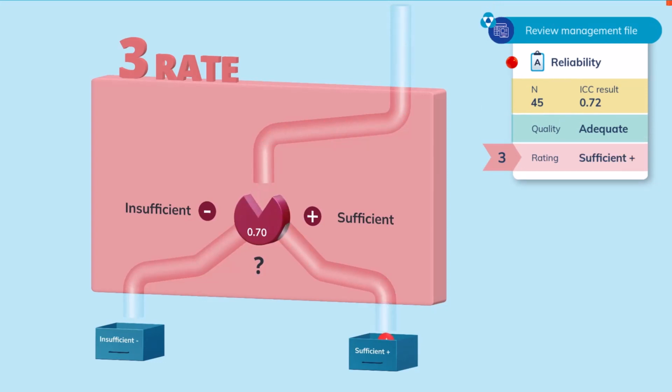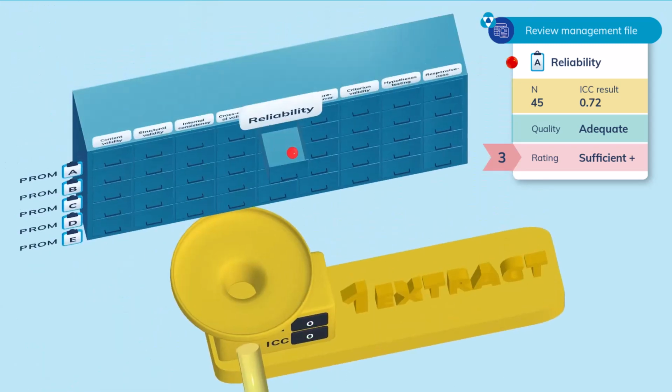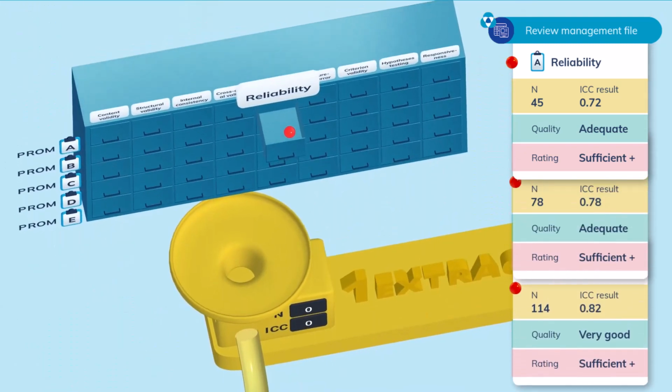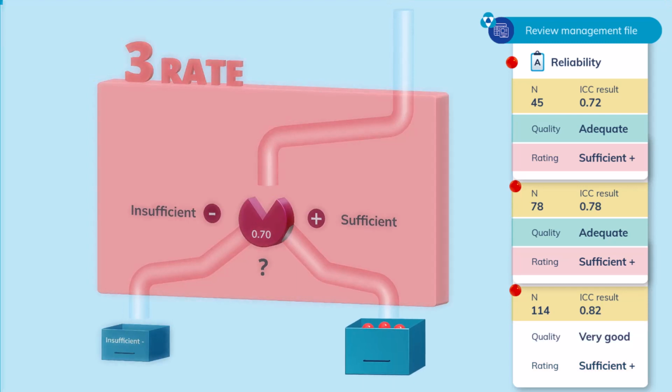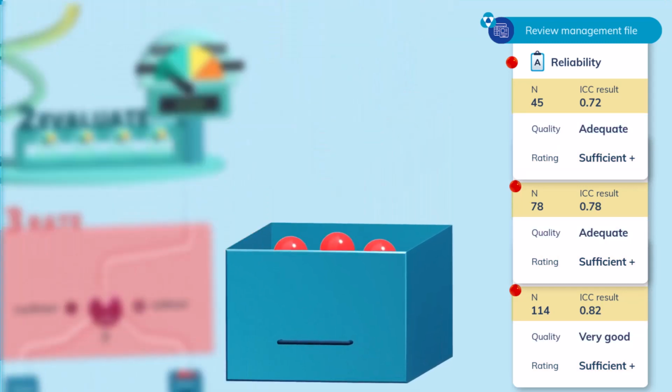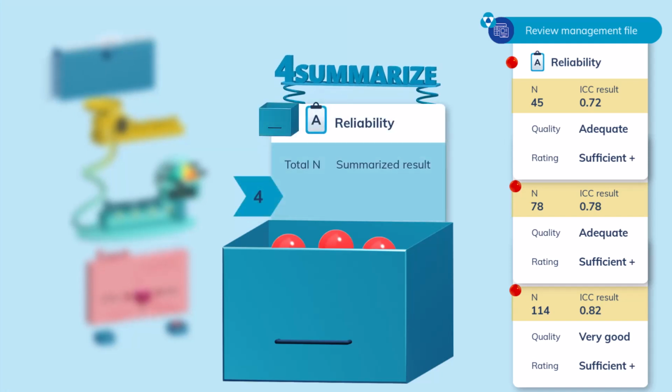You will repeat these 3 stations for the other studies for reliability of prom A. Then you will document your findings in the review management file. In the first 3 stations, we looked at the individual studies. In stations 4 to 6, we will use this information to make a conclusion on the reliability of prom A. In the 4th station, we therefore combine all study results into a summarized result.